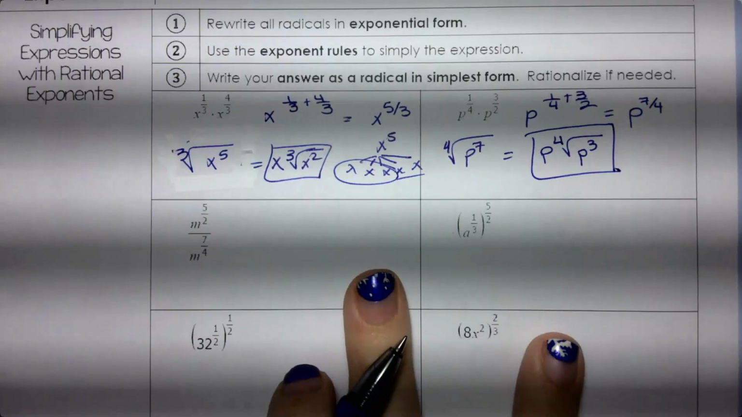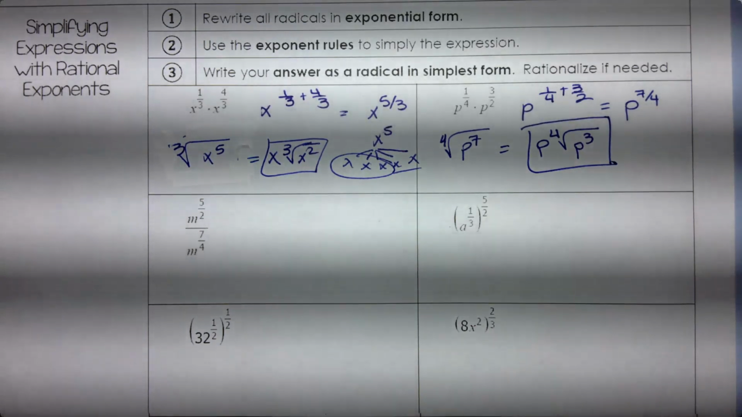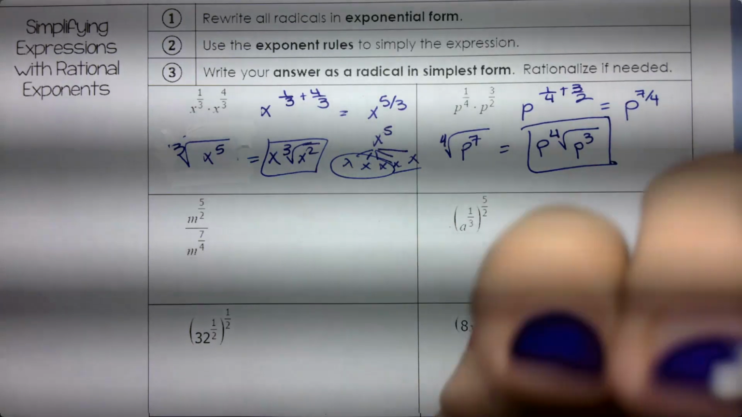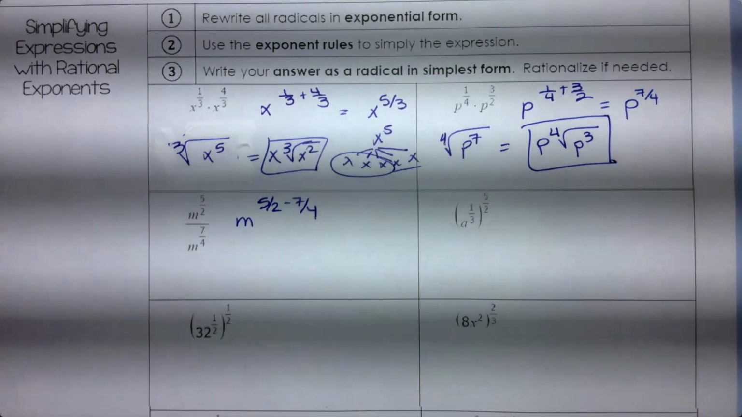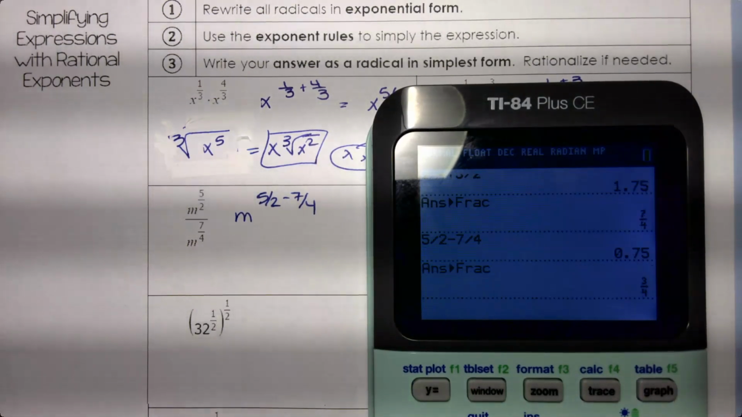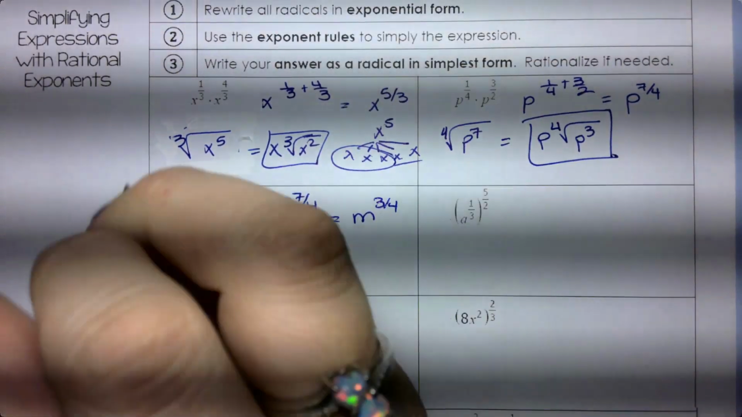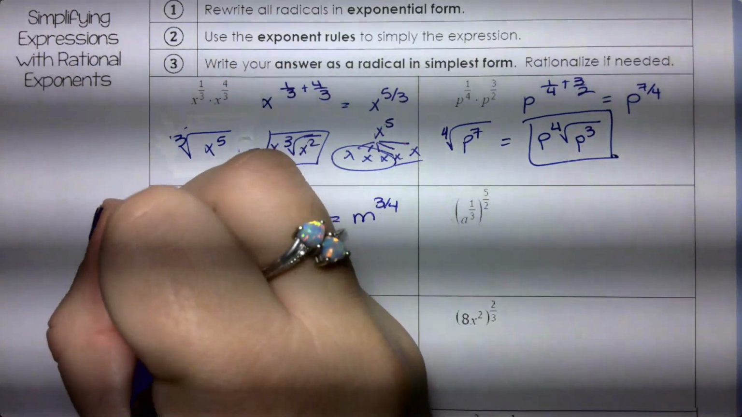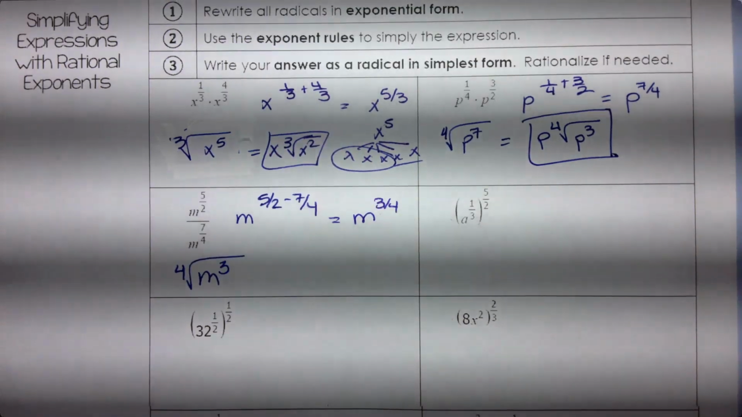Okay. Next one, when I have a fraction, or when I have a base over a base, I want to subtract my exponents. So on this one, I'm going to have 5/2 minus 7/4. So I can do that on my calculator again. And I'm going to go math, enter, enter, which gives me 3/4. And then I'm going to rewrite it as a radical. So the 4 goes on the outside because it's the bottom number of the fraction, and then 3 is my exponent. Here I can't simplify any further, so this one is my final answer.